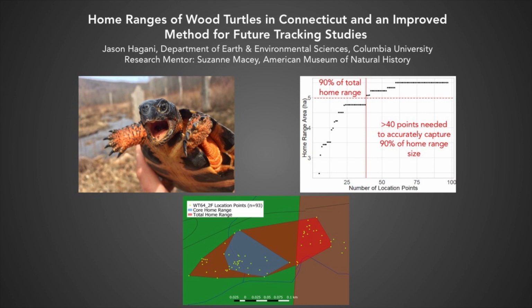I researched the home ranges and movement patterns of wood turtles in Connecticut. While the results of home range studies can help better inform management decisions, there is no existing consensus on the amount of tracking data that should be collected. Therefore, I also created an improved methodology for better designing future home range studies and found that at least 40 location points collected over 2.5 years are needed to sufficiently track a wood turtle. My research will help wildlife managers better protect wood turtles and ensure that home range studies in the future are conducted more accurately and efficiently.